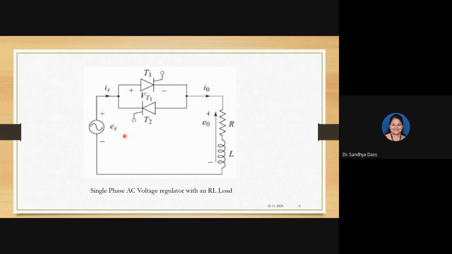Then in the negative cycle, as you know, when this terminal of the supply is positive and this terminal is negative, then T2 will be forward biased. So it is already forward biased, but it is not conducting. But after you give the gate triggering signal to the gate terminal of the T2 thyristor, it will start conducting. When it conducts, it acts as a switch, connects the circuit, and the supply reaches the load.